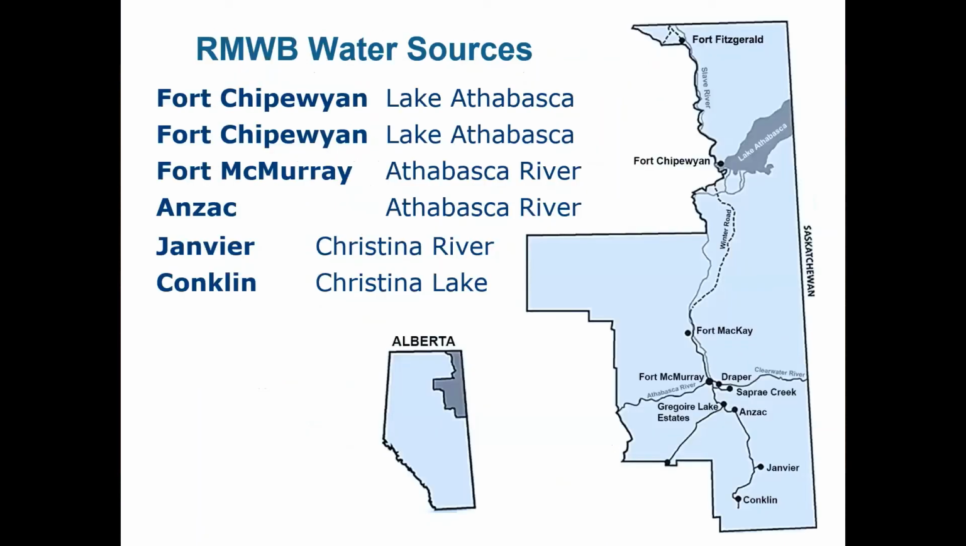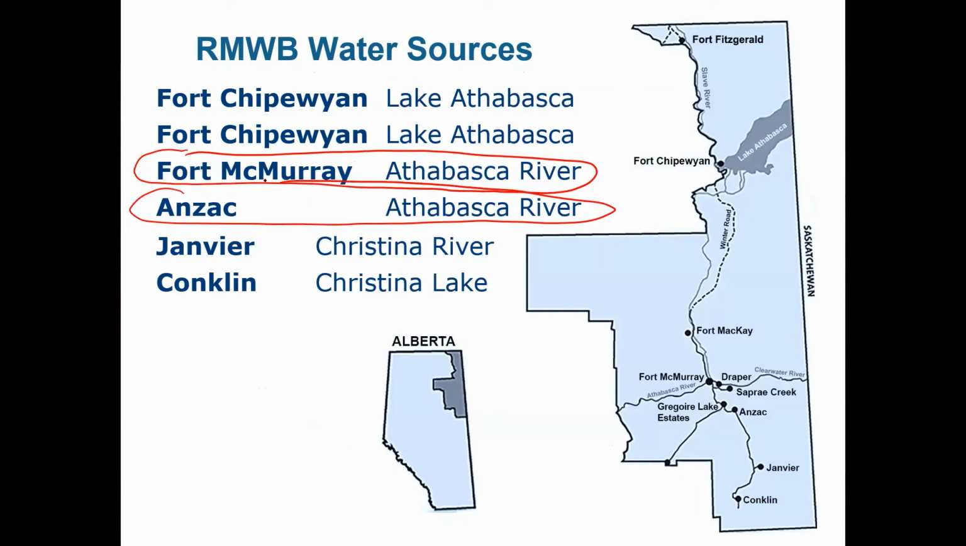So what about our regional municipality? Of course, there's Fort McMurray, and we get our water from the Athabasca River. Same thing with Anzac. There are other communities in the regional municipality, and you can see them on this map here. Where's Fort McMurray? Oh, it's down there. Sorry, I was looking too high. We also have Anzac, Janvier and Conklin, and they get their water from the Christina River Lake system. And Fort Chipewyan, I don't know why I have it written on there twice, but they get it from Lake Athabasca.